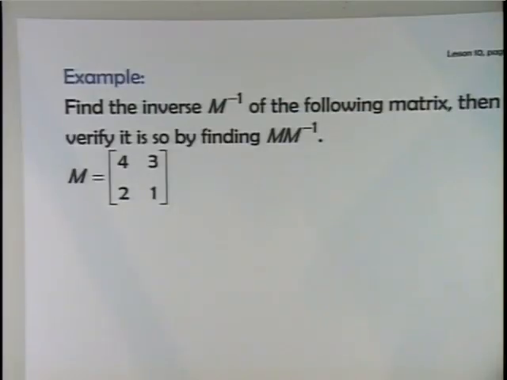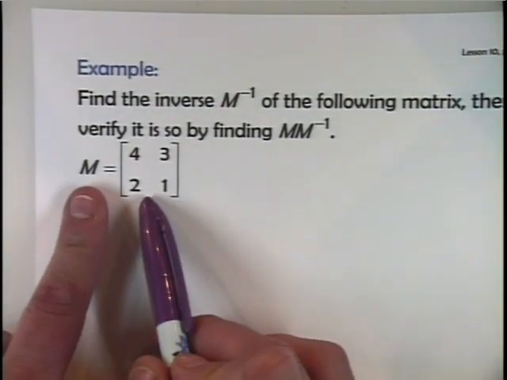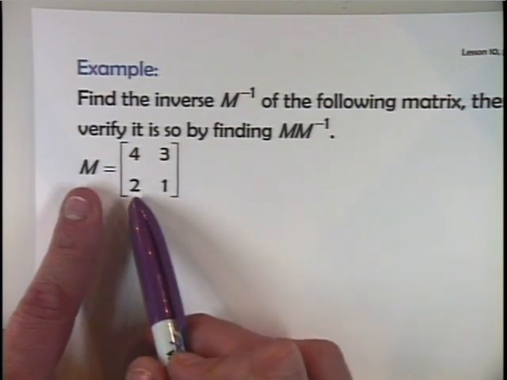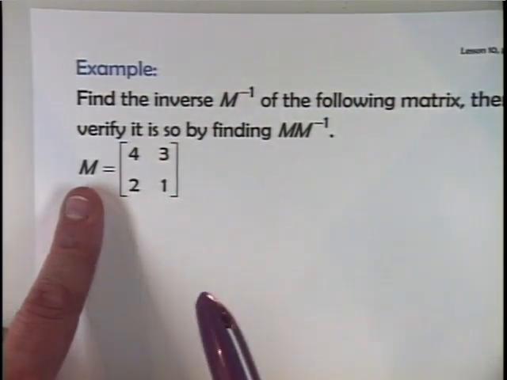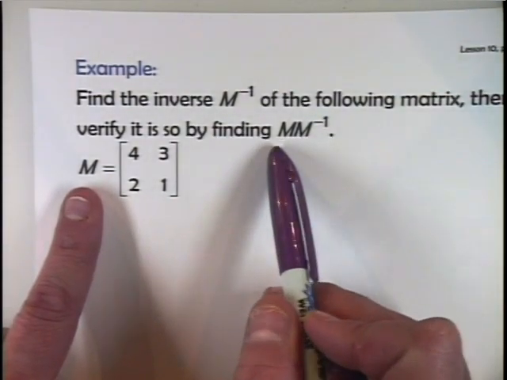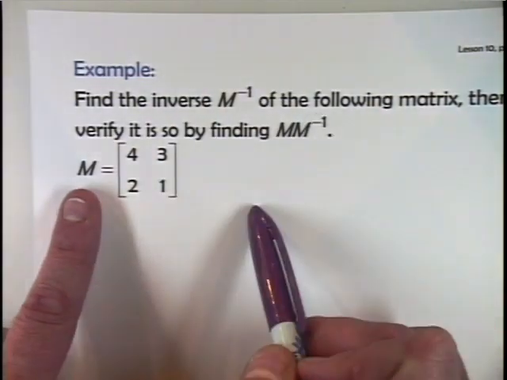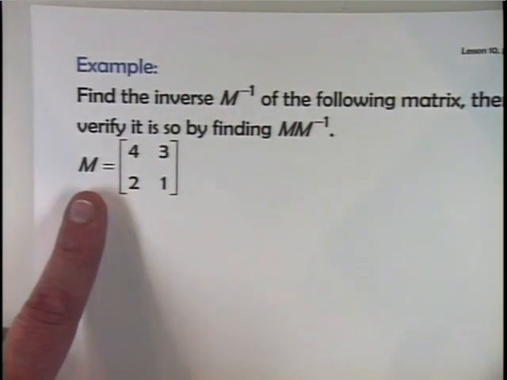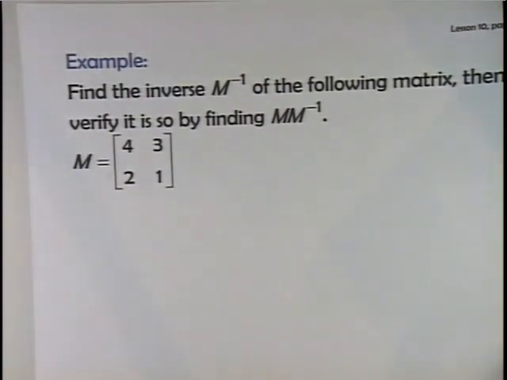Okay, so here we go. We want to find the inverse of this 2 by 2 square matrix. We're going to call it matrix M. And once we find the inverse, we want to verify that it is by multiplying M, this matrix, by the one that we find. Remember, we should get the identity element. 1's on the diagonal, 0's everywhere else.